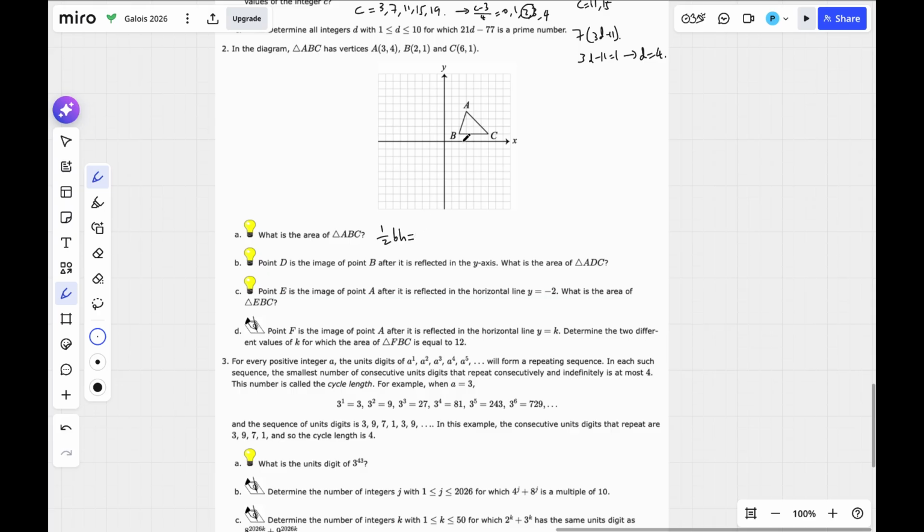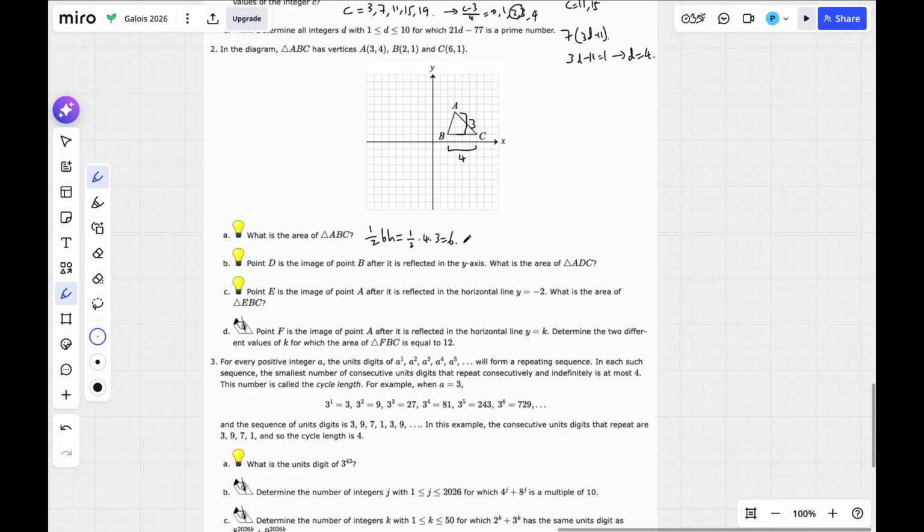For number 2, we know that triangle ABC has vertices A(3, 4), B(2, 1), and C(6, 1), and we want to find its area. So using the formula half times base times height, we see that B is (2, 1) and C is (6, 1), so the base is 4. A is (3, 4), so the height is 3. So now, plugging these in, we have the area as half times 4 times 3, which is 6.